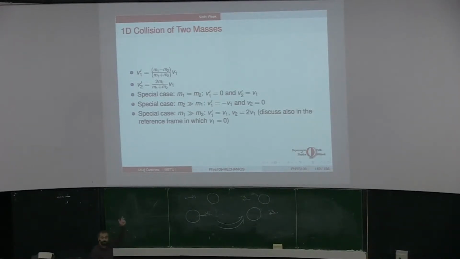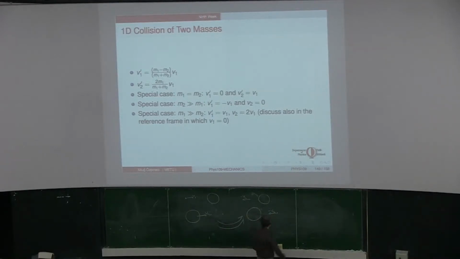So I can study all this phenomena in that other inertial reference frame. This is the first reference frame where the bowling ball is moving with the velocity v. Our target is at rest. This is the other reference frame, my reference frame, where the bowling ball is at rest, but the target is moving towards me with the velocity v1.